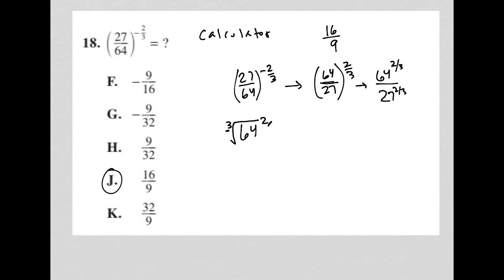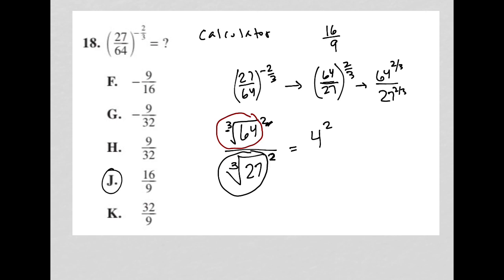And then we do the exact same thing for 27. So it would be the cube root of 27, and then I'd say squared, right, separately. All right. So next, the cube root of 64, which I'll use a different color. The cube root of 64 is equal to 4, but we still have the squared, right? So it becomes 4 squared. The cube root of 27 is equal to 3, but we still have the squared, right?